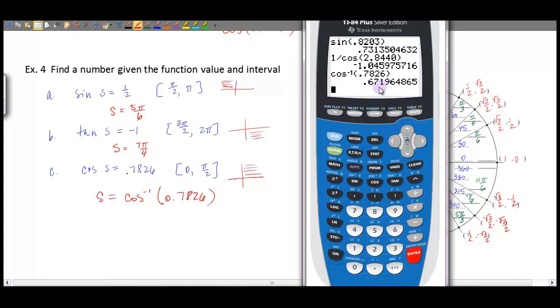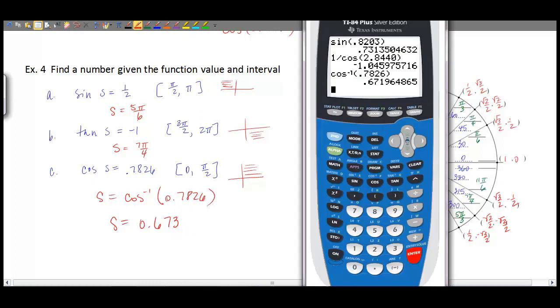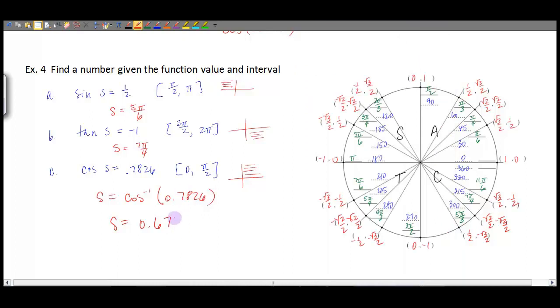I get back the value 0.671671. Let's just say 0.672, rounded to three decimal places. So that's how we are doing that example where I am looking for the radian value, aren't I? Sometimes it's given as an exact answer, and sometimes it's an approximate.